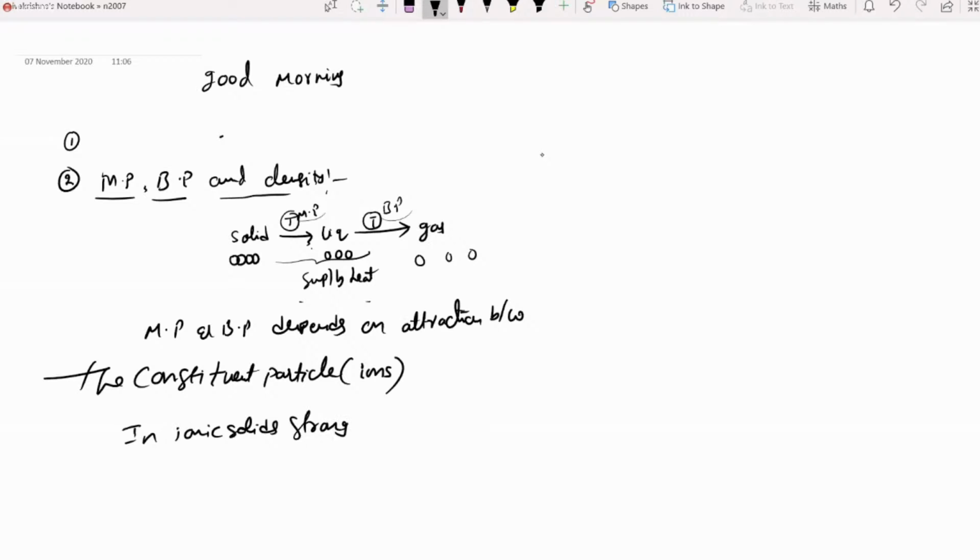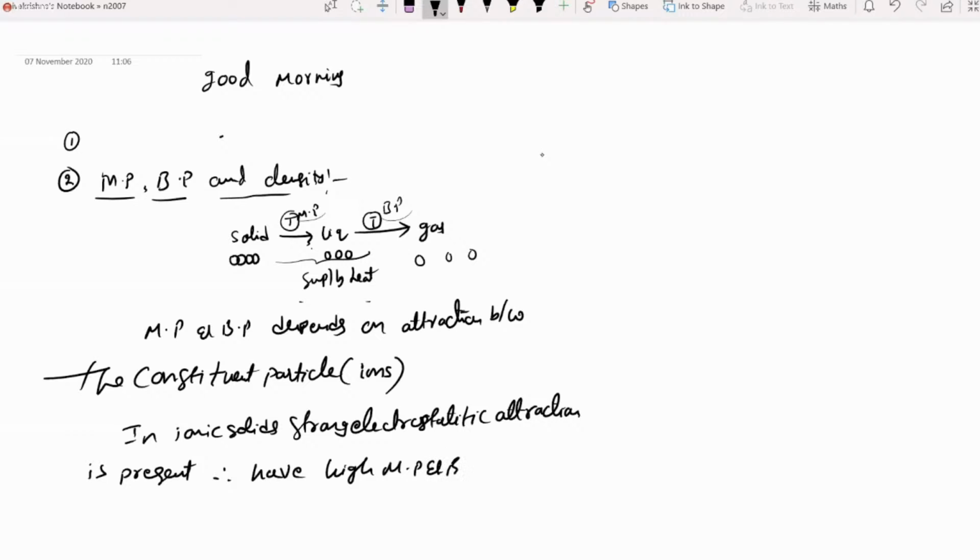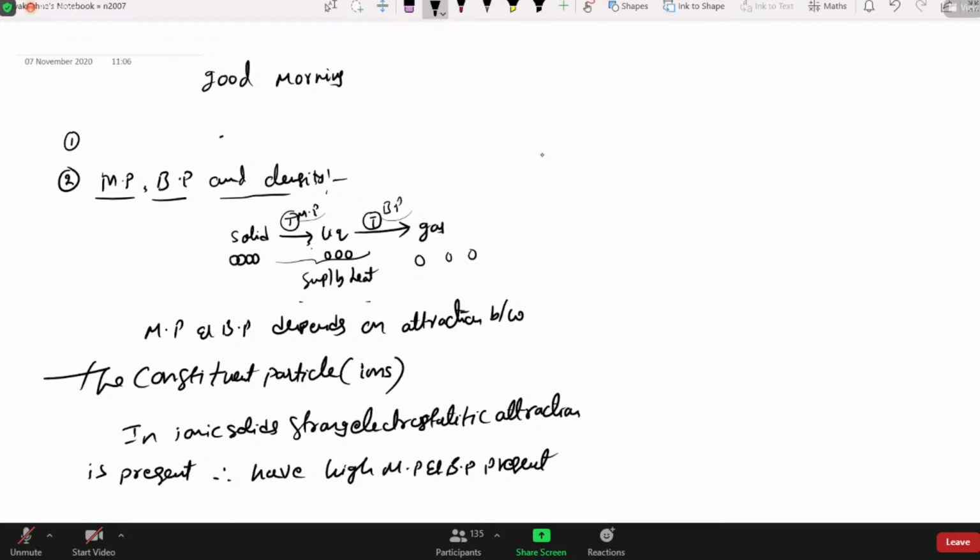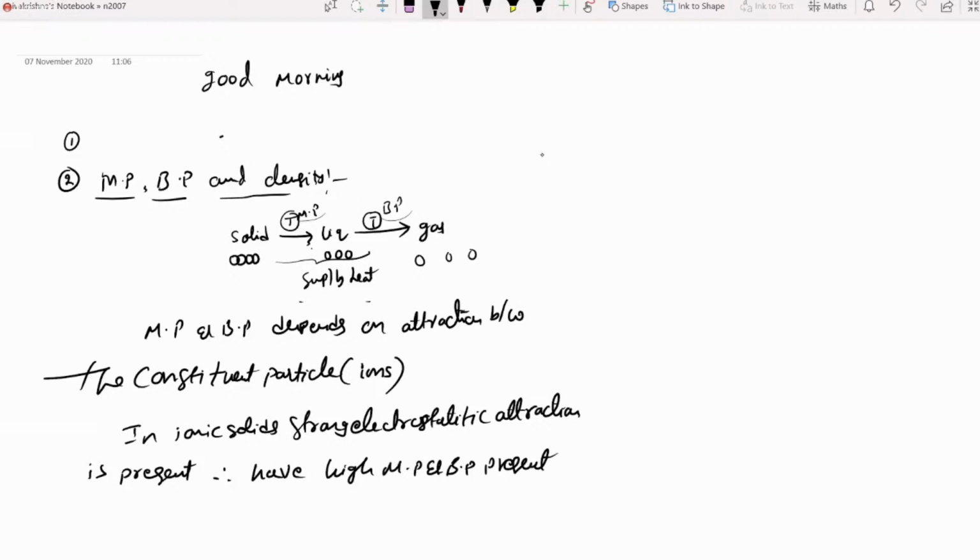strong electrostatic attraction is present. In ionic solids, strong electrostatic attraction is present. Therefore, they have high melting points and boiling points. That is why if you throw table salt, it will burst out. Is it right? That is because their melting points and boiling points are high.